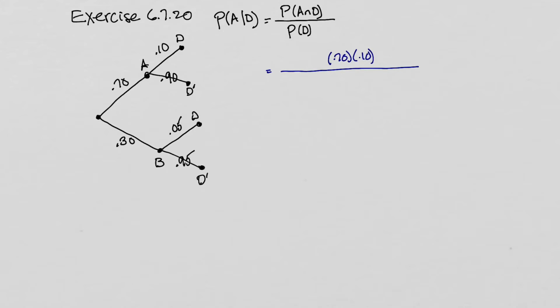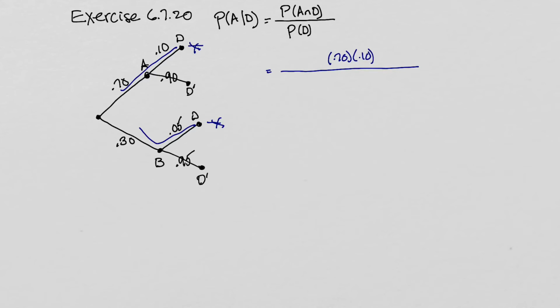And in the denominator, we're looking for the probability of getting D. So how can we get D? So I'm going to go right over here to our picture. I can get a D here. Let's mark that. And I can get a D here. So let's mark that one. So we could get a defective using this branch or this branch.